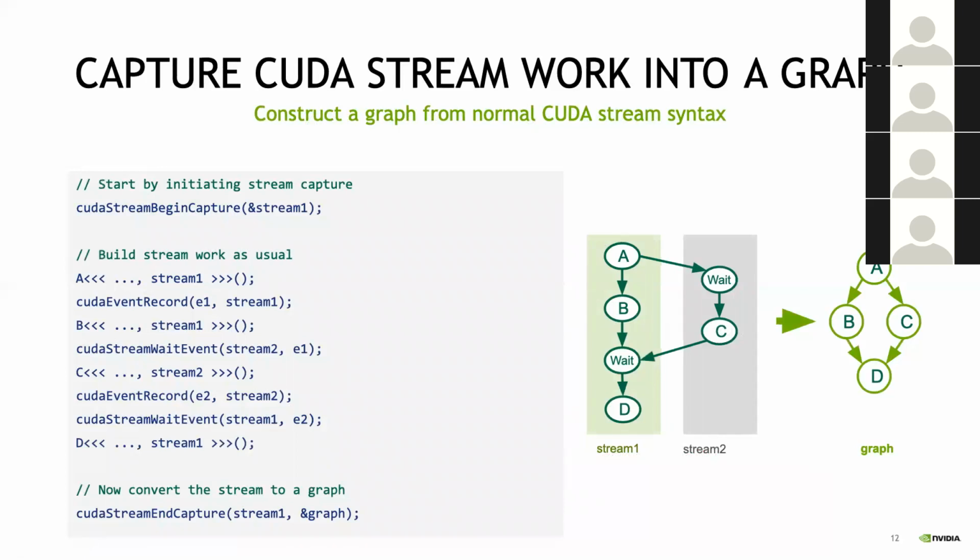So looking here at our first example code, we are using stream capture to create a graph from the work in the streams. And we start by using CUDA stream begin capture and pass that stream1 as an argument. And then we use our familiar stream kernel launch API as usual, going through, and then at the end, we convert it into a graph. Although just to keep in mind, we are still doing the define stage here. When we CUDA stream end capture, we just have a graph object that is ready to be instantiated.